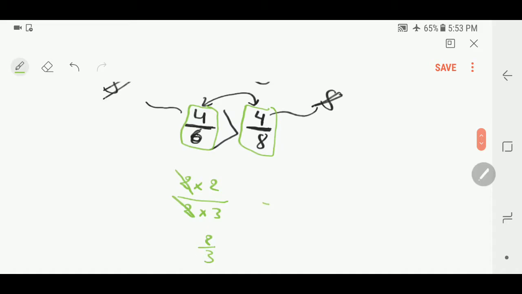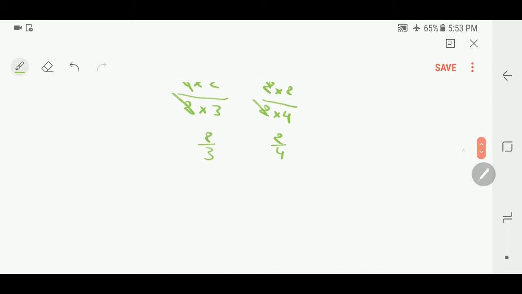How about this one? If we want to simplify 4 over 8. This is maybe easy, right? 2 times 2, and then 2 times 4, right? Then if we cancel 2 and 2, we're going to get what? 2 over 4. But even 2 over 4, we can simplify. It is 1 over 2, right? 1/2. And then this is 2 over 3.